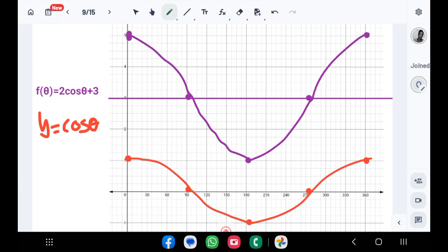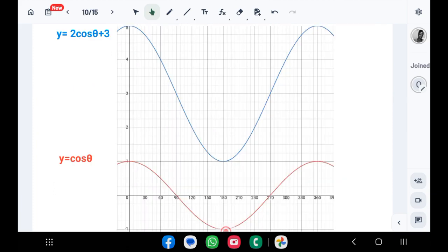And that is how the graph looks. That is the graph of y equals 2 cos theta plus 3. That is the purple one, and then the red one is the graph of y equals cos theta. That is the standard graph of cos theta, and this is what it looks like when using a graph calculator. And that's exactly perfect.